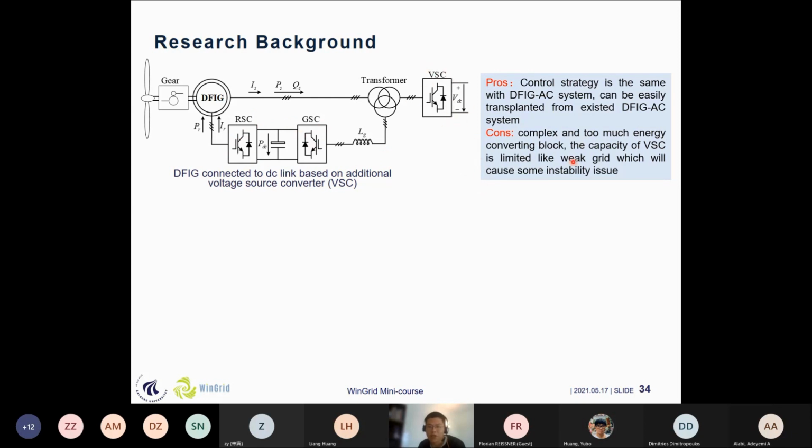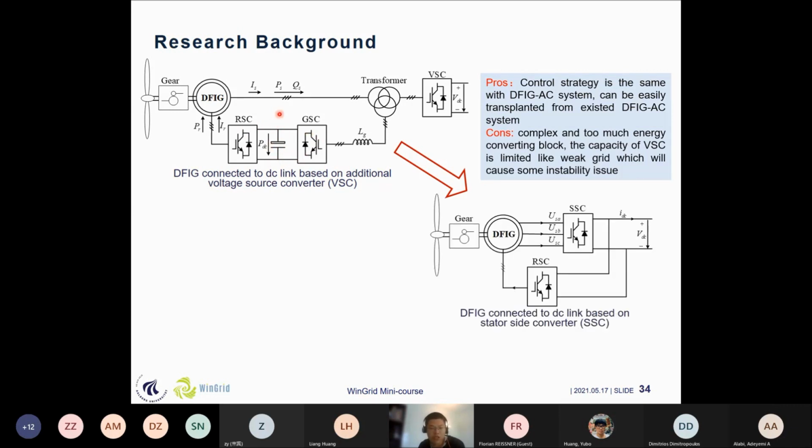And the capacity of the VSC is limited, which will cause some instability issues, because the VSC capacity is limited by the volume of the IGBT or diode bridge, the switches inside. Here we can see there is a DC link inside the back-to-back PWM converters. So why don't we directly use this DC link to connect to our external DC bus?